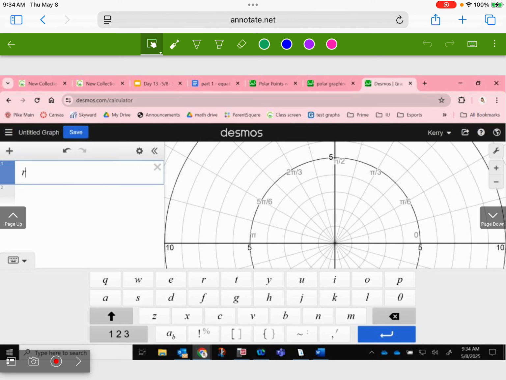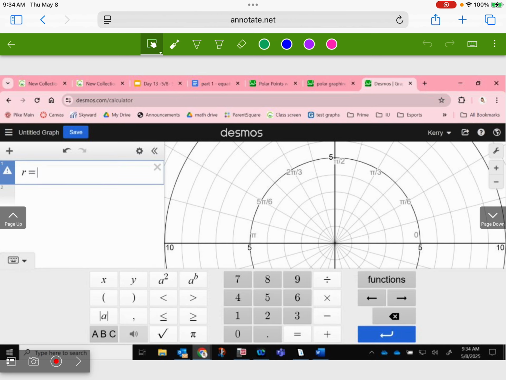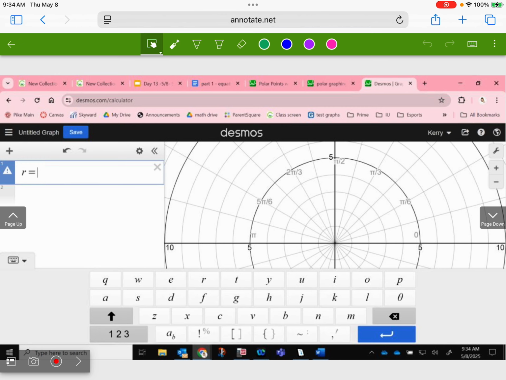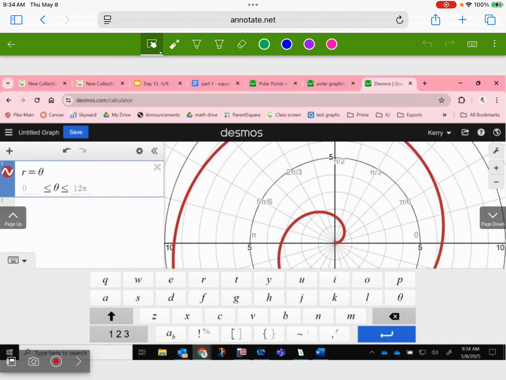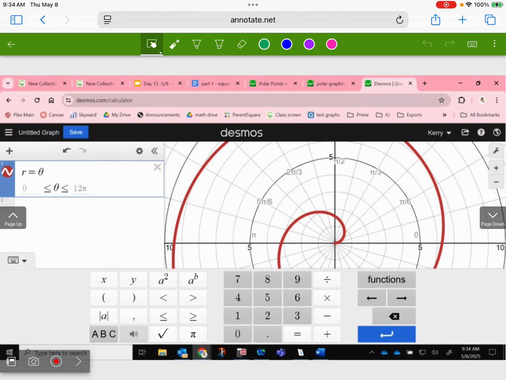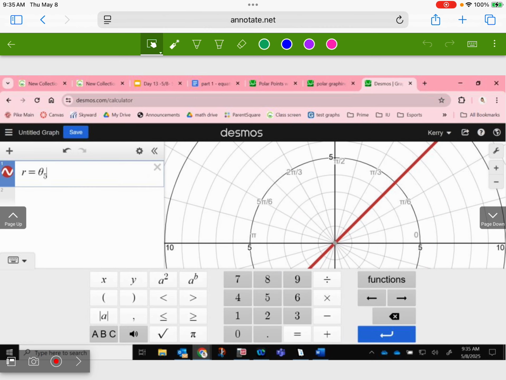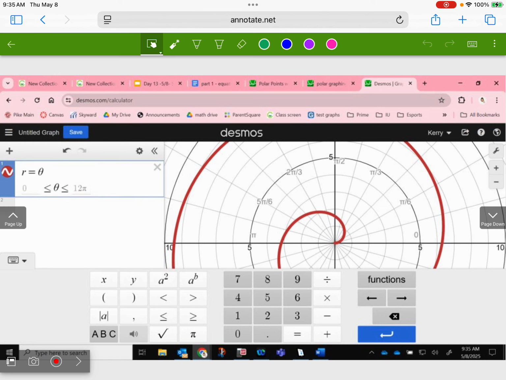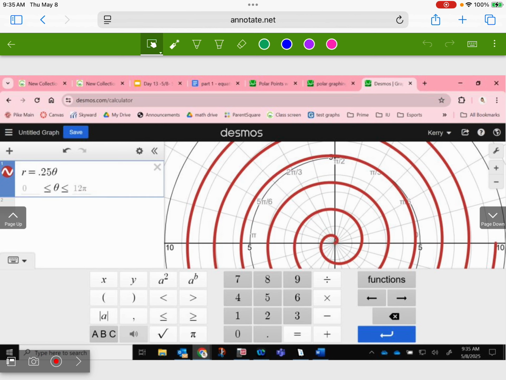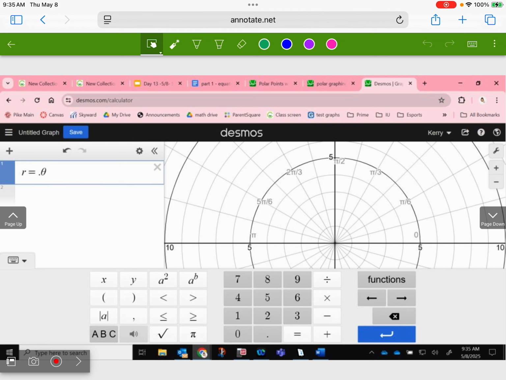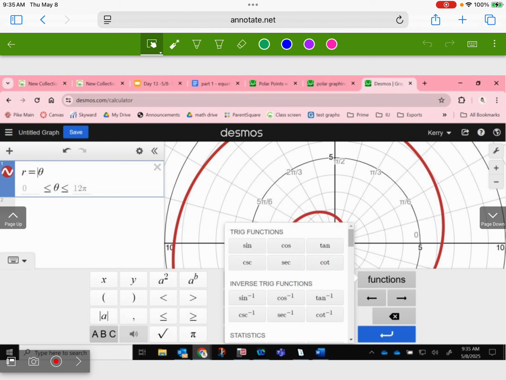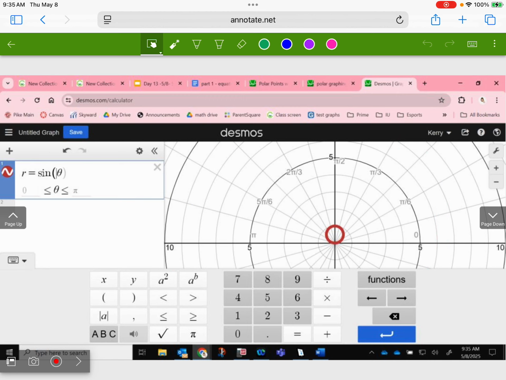So you can do your r equals, and you can have your theta if you want to see the spiral. You could change the number on that. You could do theta times 5, making a big spiral. You could do 0.25, making a very small spiral. Sine is in the trig function, so there's a little circle. We could grab a little flower. You can make your plan this way on what pieces you want to include.